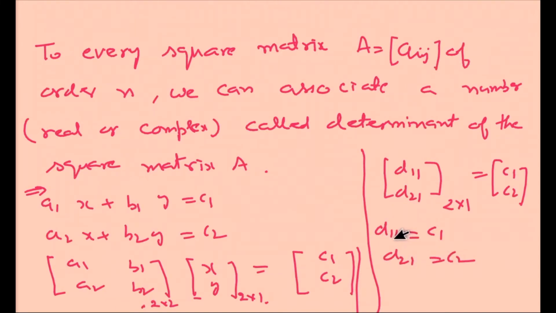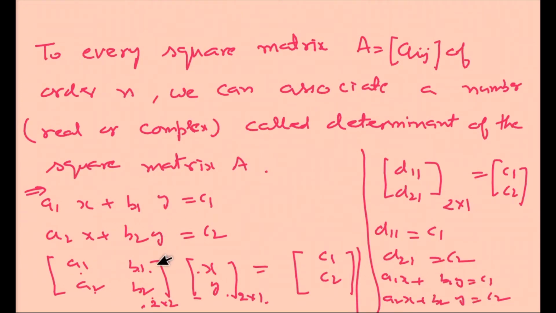So what is the value of d1? You can see here a1 into x plus b1 into y. So d11 equal to a1 into x plus b1 into y. So this is the value d1. Now understand? And d21 is a2x plus b2y. So a1x plus b1y equal to c1, a2x plus b2y equal to c2. So from this product, you can find these equations, isn't it? So this is equal to c1.